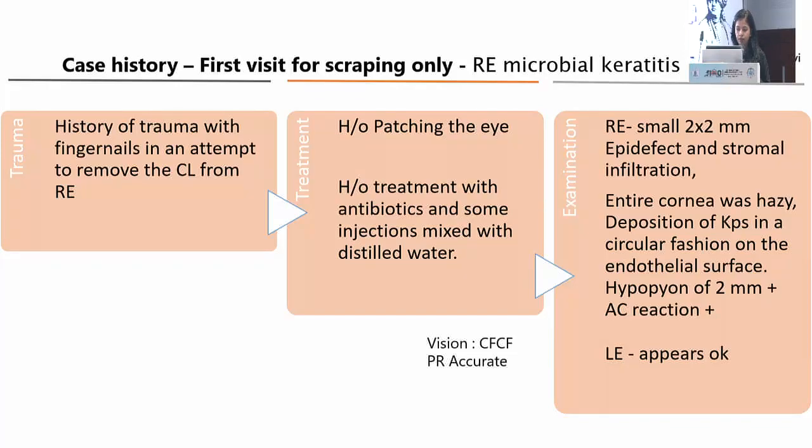Later on, the patient had some patching done at the local ophthalmologist, and there was some antibiotic mixed with sterile water which was given. When the patient came to us, the vision was CF, PR was accurate, and in the right eye, the patient had a lesion of 2 into 2 millimeters with epithelial defect with 2 mm of hypopyon.